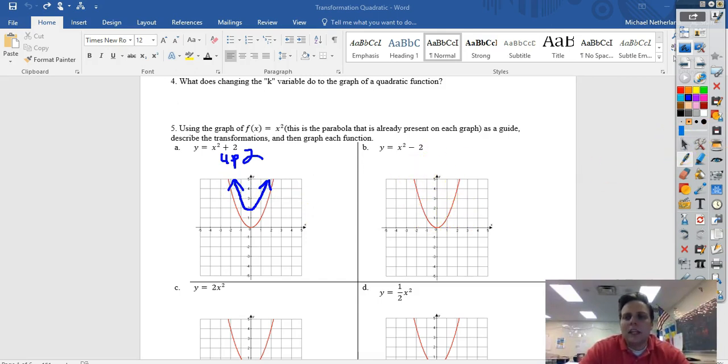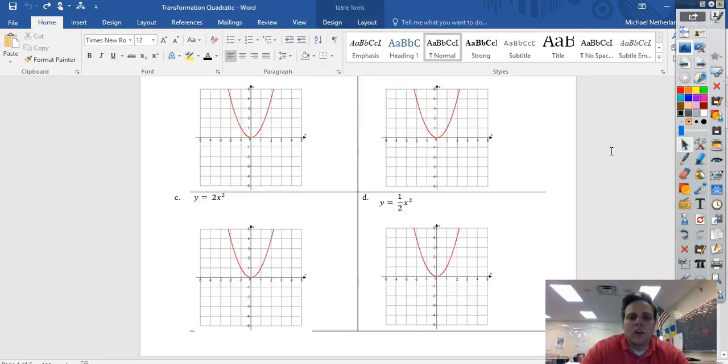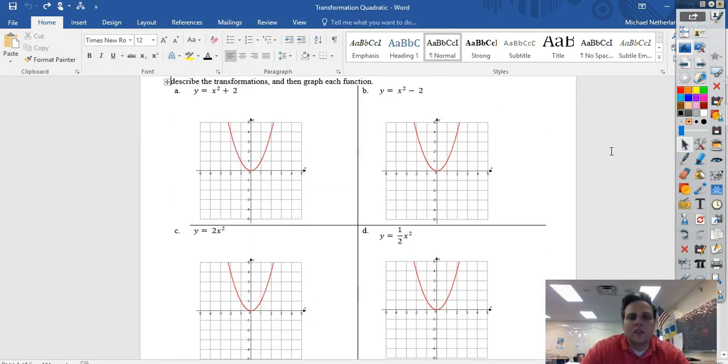I'm not going to do B. If I were you, I would pause and try to do B. But we're going to move on to part C. Oh, shoot, I went too far. Part C here. It says y equals 2x squared. So we've added an a value. This a value is 2. So a equals 2. It is bigger than 1.